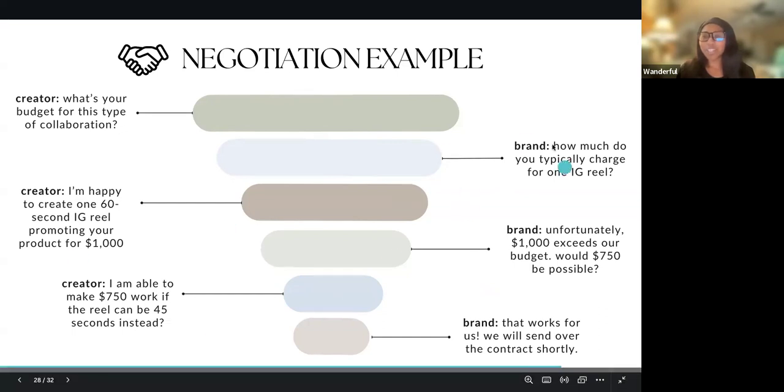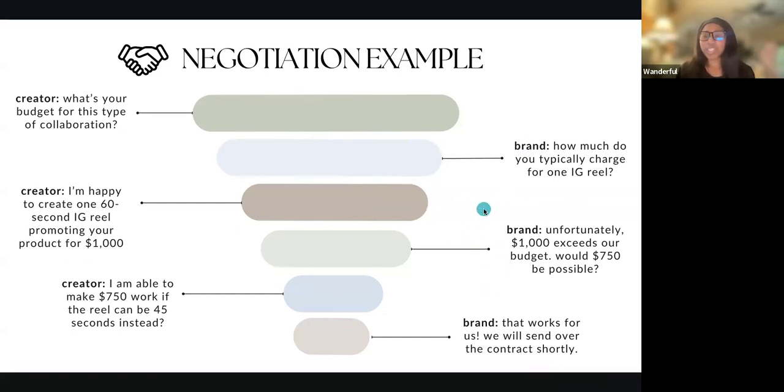This is usually how the negotiation works. And it's great to get a sense of this because at the end of the day, both parties are happy. The creator's fine with it because they wanted to create a reel for the brand, but they wanted to make sure they were getting fairly compensated. And the brand wants to work with the creator. They just want to make sure it's within their budget.